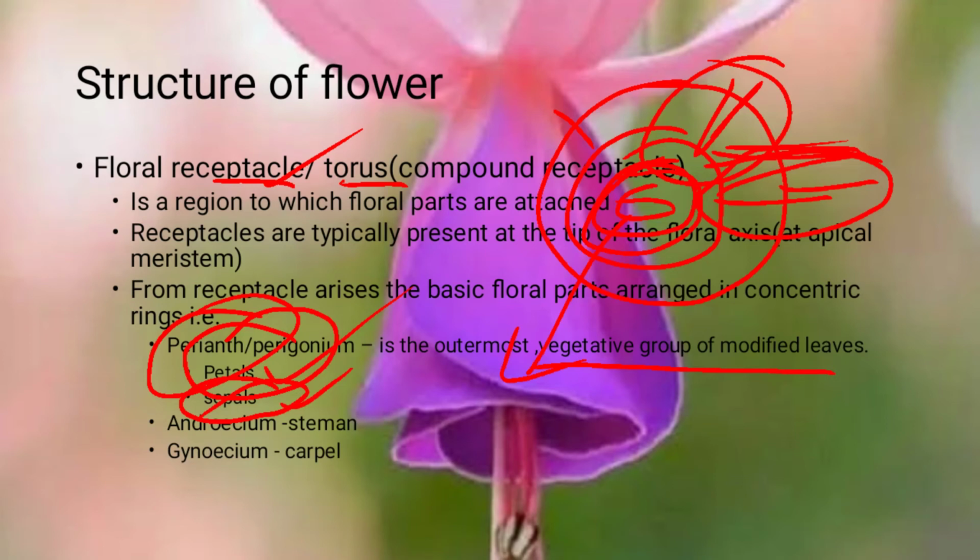And inside are the two fertile parts of the flower, the androecium and the gynoecium. Androecium is the male reproductive organ, which contains the stamens, collectively called the androecium, and gynoecium is the female reproductive organ which includes the style, stigma, ovary, and ovule, collectively called the carpel.